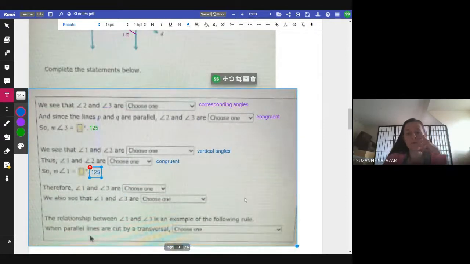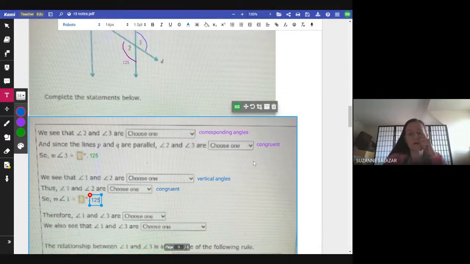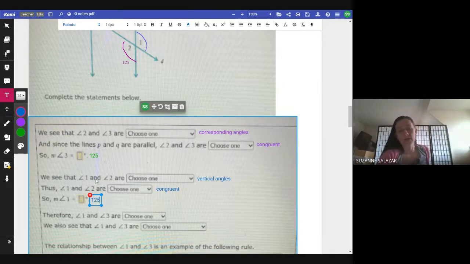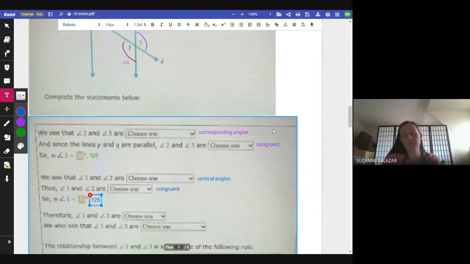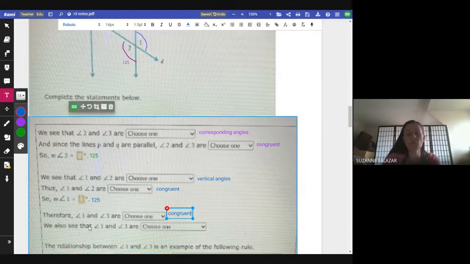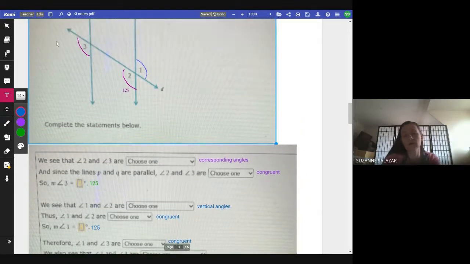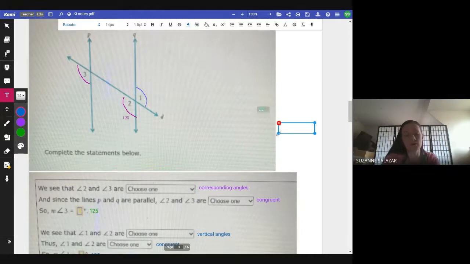So now angle 1 and angle 3. If they both are 125 degrees, they're both congruent to angle 2. That means the transitive property tells us that they are congruent to each other. We also see that they are alternate exterior angles. Angle 1 and angle 3 are both on the exterior of P and Q, and they're on alternate sides of D. So they are alternate exterior.